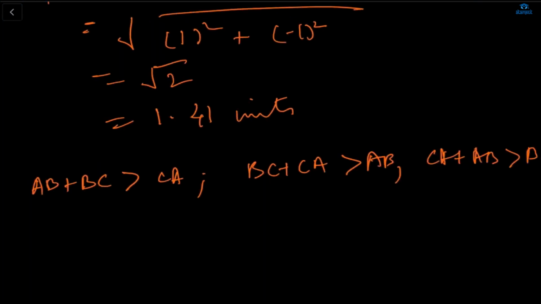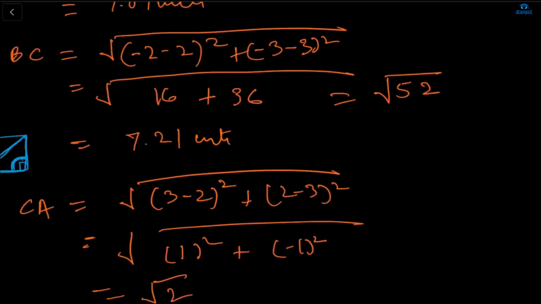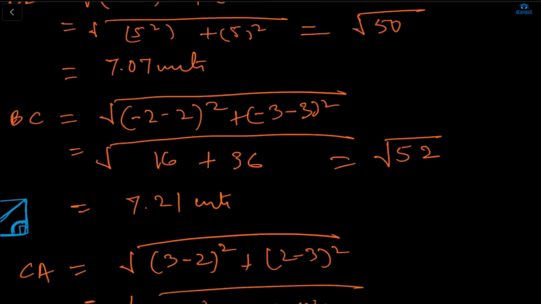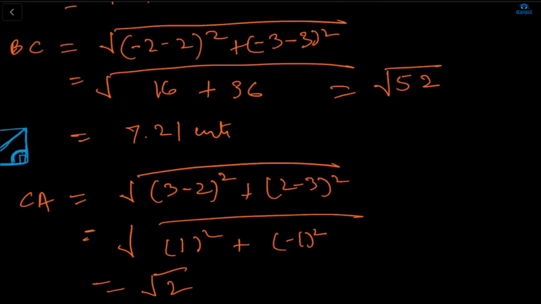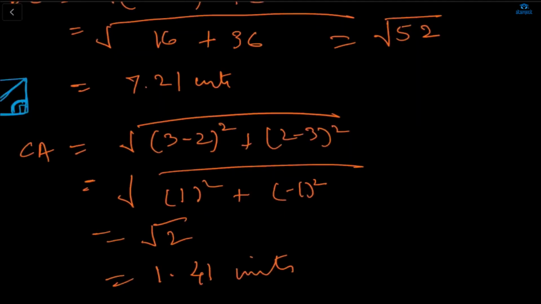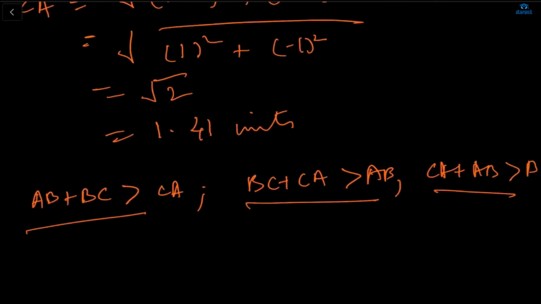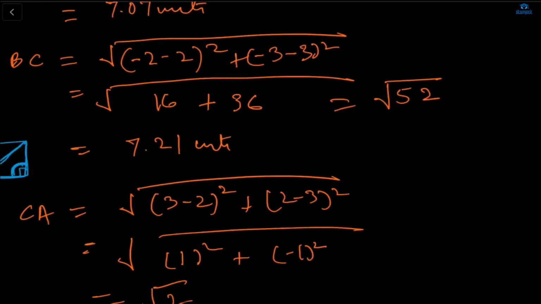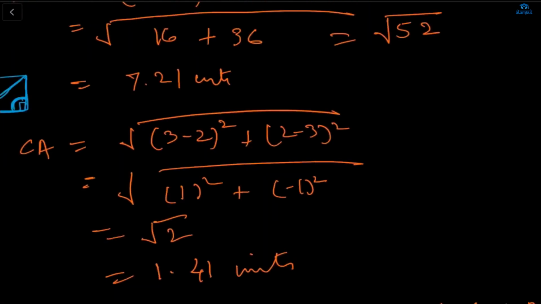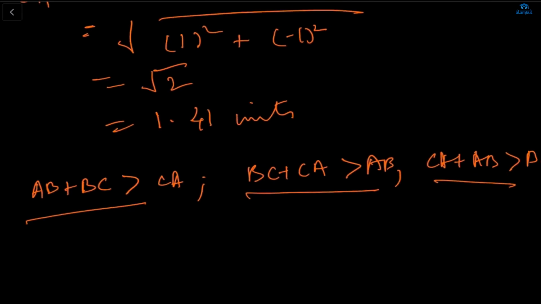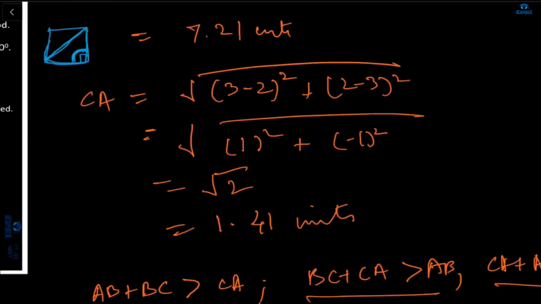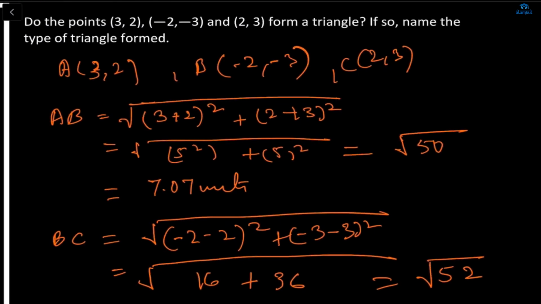Is it following? Is all this valid? AB plus BC. If you're going to add AB plus BC, obviously it will be greater than CA because its value is just 1.41. If you're going to add BC and CA, then also it will be greater than AB. Okay, and CA plus AB, yeah, it is also greater than BC. So it is a triangle. Okay, these points are related to a triangle. Understood? In this way. Now it is said in the question that you have to show, if so, name the type of triangle formed.